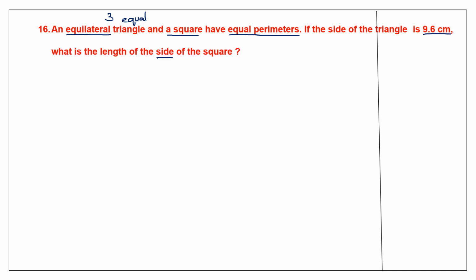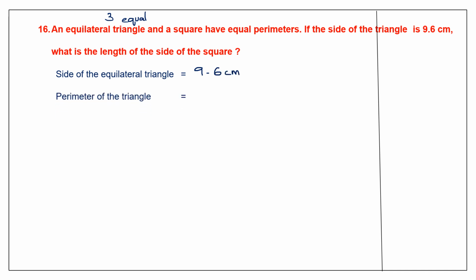So only one measurement is given. So we're going to use that to find the length of the side of the square. The side of the equilateral triangle is given to us as 9.6 centimeters. Now let's find the perimeter of this triangle. Because it has 3 equal sides, the perimeter will be 3 into side, which is 3 into 9.6 centimeters.